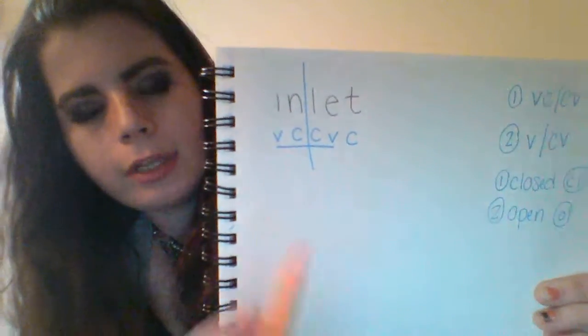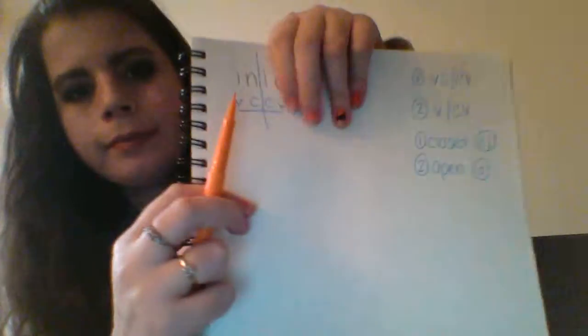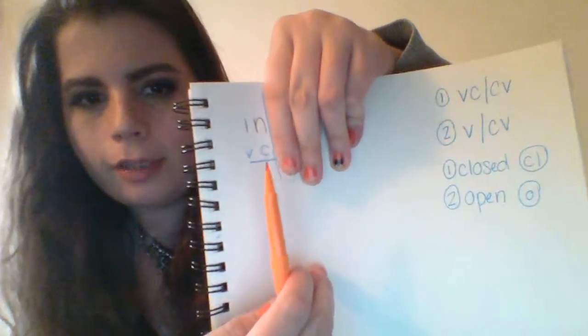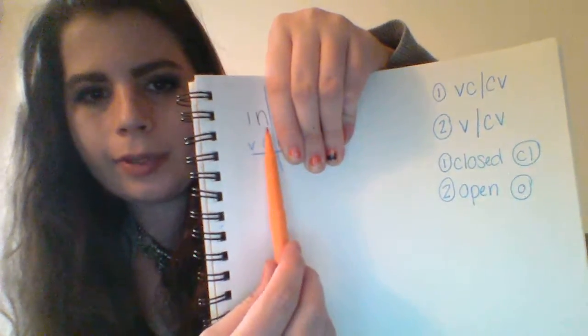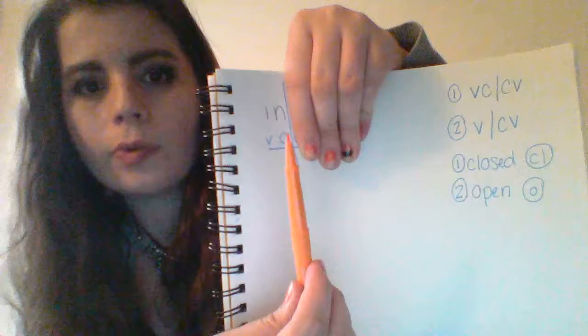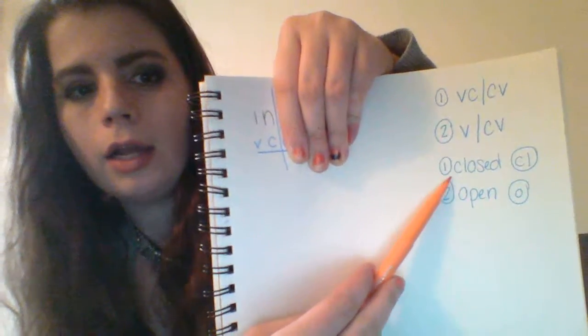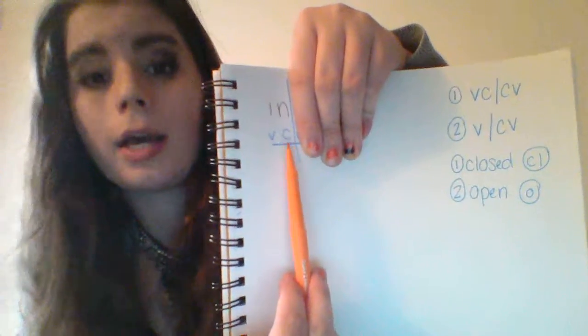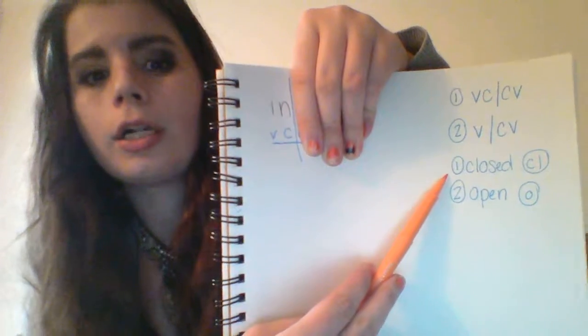So our first syllable, we can ignore this half. We're only going to look at our first syllable. Our first syllable ends with an N. An N is a consonant. If it ends with a consonant, it is closed. So I'm going to put CL right on top so I know it's talking directly about that first syllable.